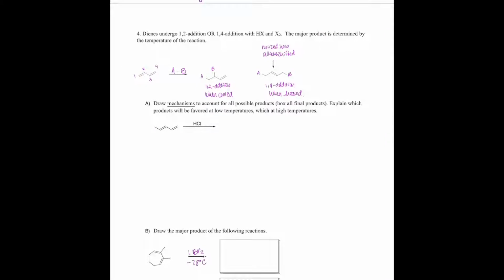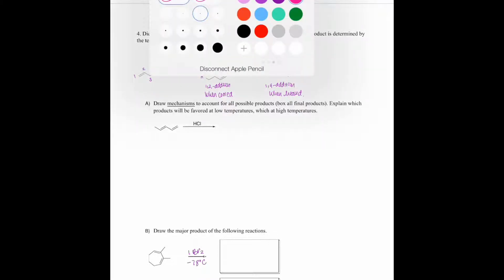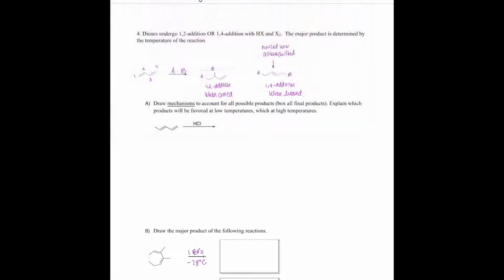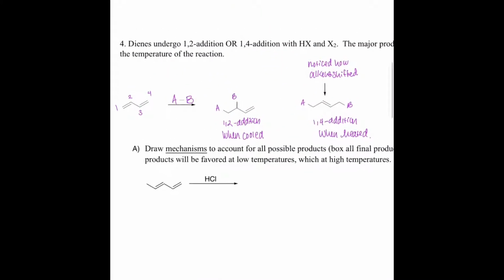So we're going to move down to number 4. This one, it's a basic 1-2 addition or 1-4 addition. And in the notes or in the books, you'll see that 1-2 addition happens at lower temperatures, and then 1-4 addition is going to happen at higher temperatures. And how I like to remember is that 1-4 is bigger than 2. 4 is bigger than 2, so therefore 1-4 is going to be happening at higher temperatures.